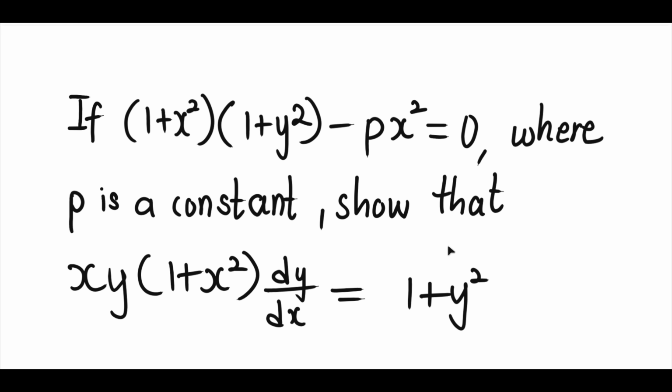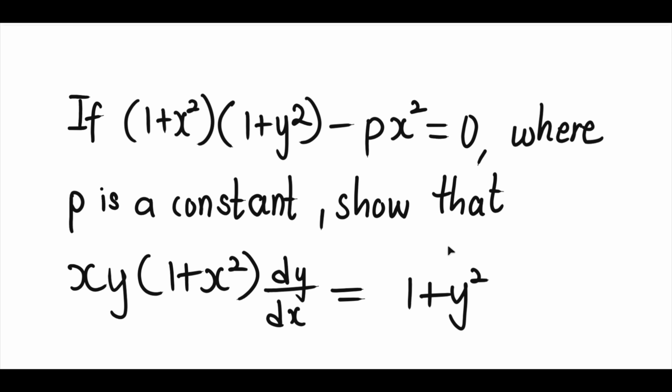Still on implicit function, we have one of the past questions here. If the bracket of 1 plus x squared multiplied by another bracket of 1 plus y squared, minus px squared, is equal to 0, where p is a constant, we are to show that xy multiplied by the bracket of 1 plus x squared dy dx is equal to 1 plus y squared.